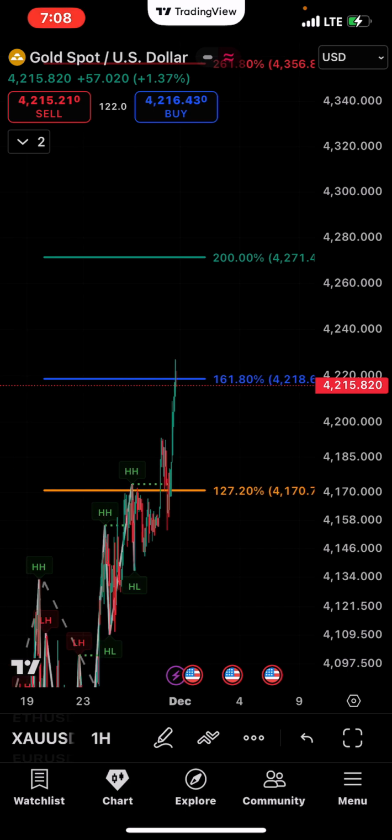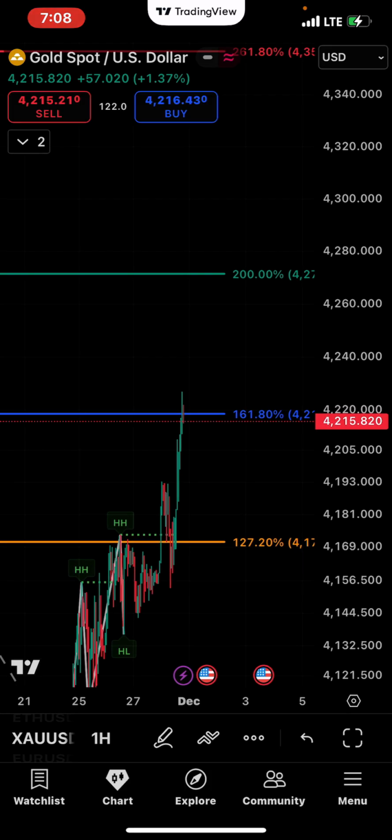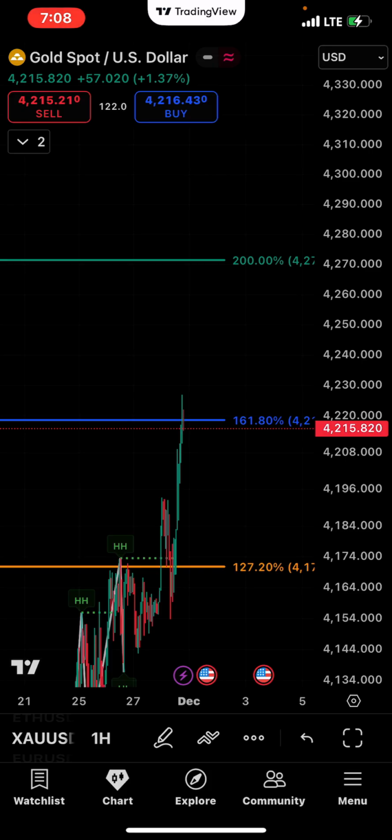So if market opens on Monday, we have to be looking out for a buy trade to get to this 200%. Once it gets to this 200%, which is 4270, around here we should be looking out for a pullback, a sell. So by Monday we should be looking out for a buy trade that will take us to this 200%. Then we have to enter the sell for a pullback.